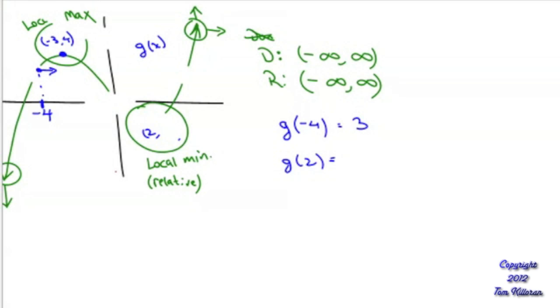Go down 1, 2. So g of 2 is equal to? -2. And you can see why. Over here the coordinate is (2, -2). So g of 2 is equal to -2.